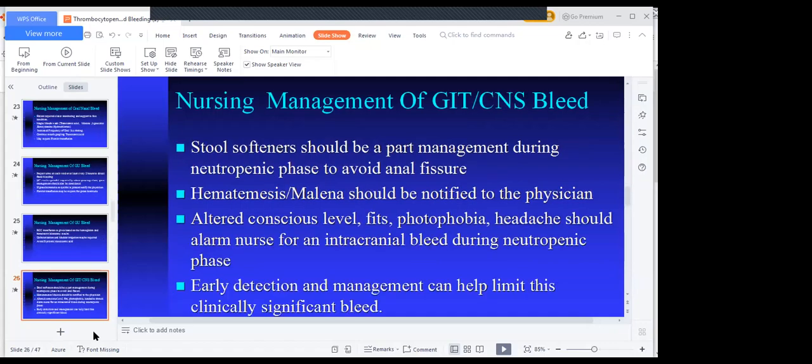And for the nursing management of GIT and CNS bleed, a stool softener should be part of management during the neutropenic phase to avoid anal fissure. Hematemesis and melena should be notified to the physician. Altered conscious level, fits, photophobia, and headache should alarm the nurse for intracranial bleed during the neutropenic phase. Early detection and management can help limit the clinical significance of bleed.